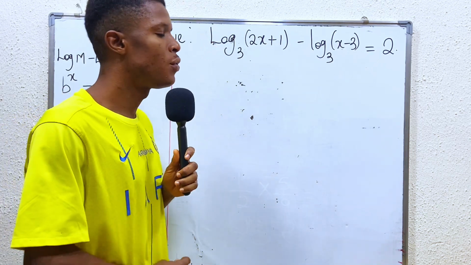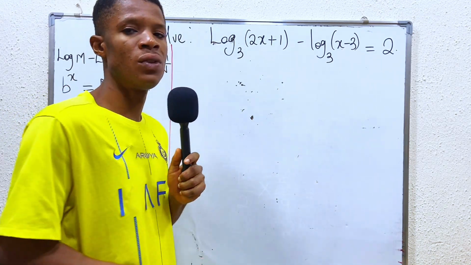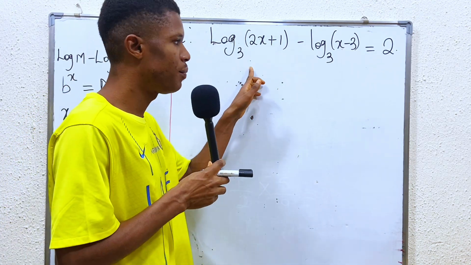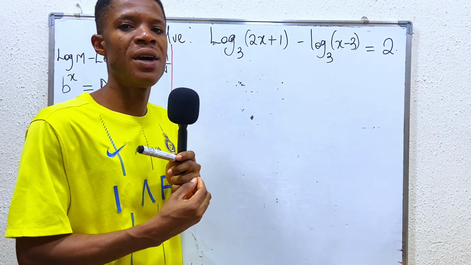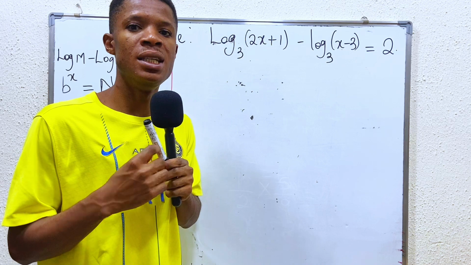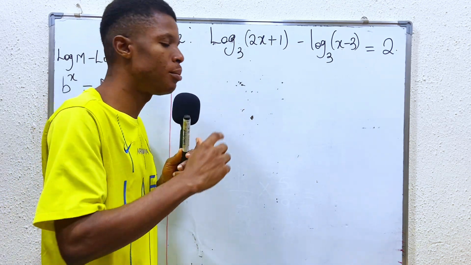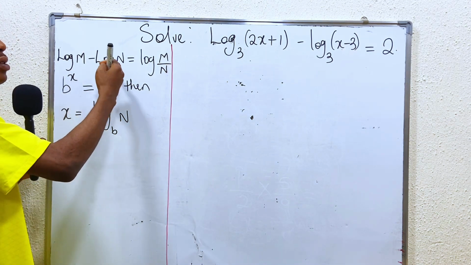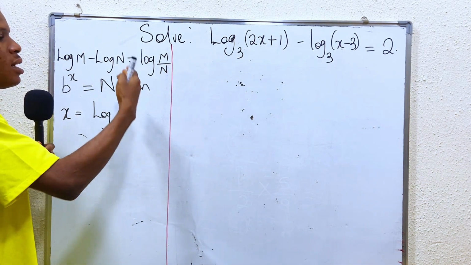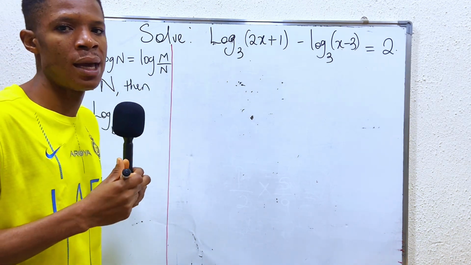If you look at the problem very well, you see that the two logarithms are of the same base, base 3. So all you have to know is that whenever you are subtracting logarithms in the same base, you just have to divide their numbers. Look at the rule: log of m minus log of n is the same thing as keeping the log the same and dividing their numbers, m divided by n.